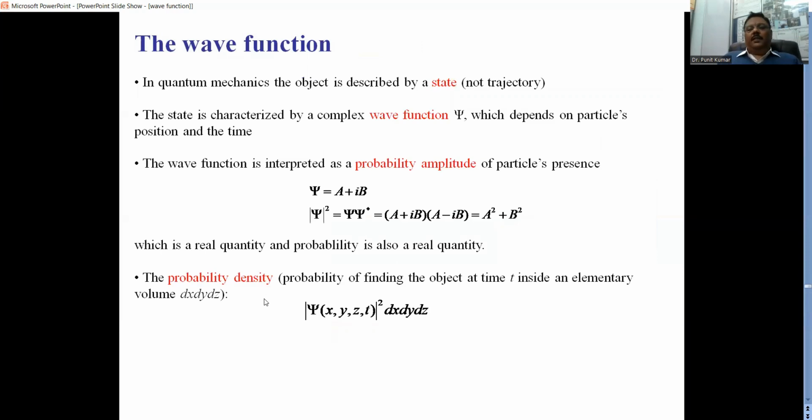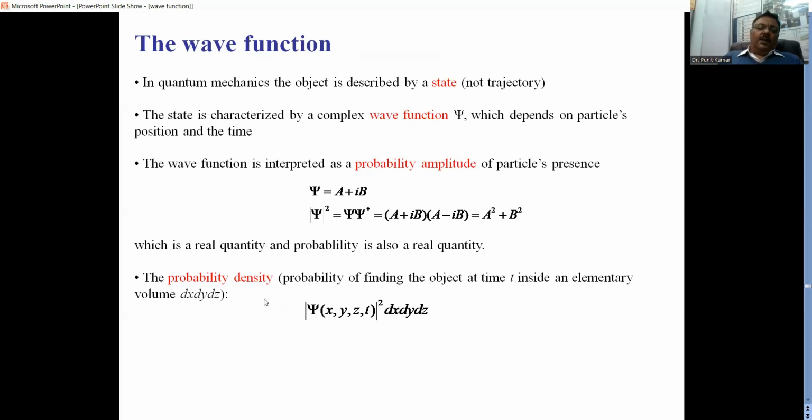So in quantum mechanics, we are going to describe an object by a state, not by a particular trajectory. We are talking in terms of the state of the object. And the state is characterized by a complex wave function psi, which is a function of position and time. The wave function is interpreted as a probability amplitude of the particle's presence. And the square of this wave function is proportional to the probability of finding the particle at a particular position and at a given time.